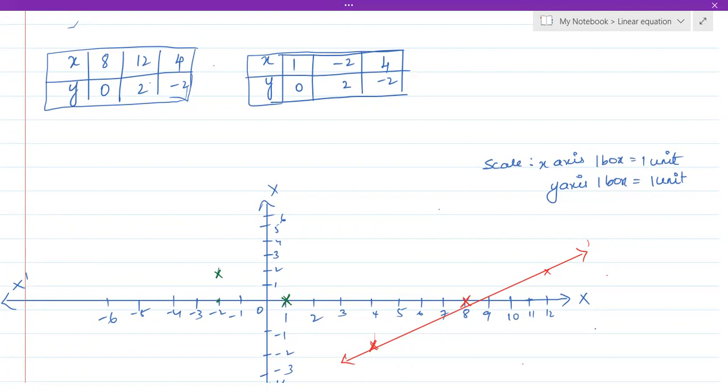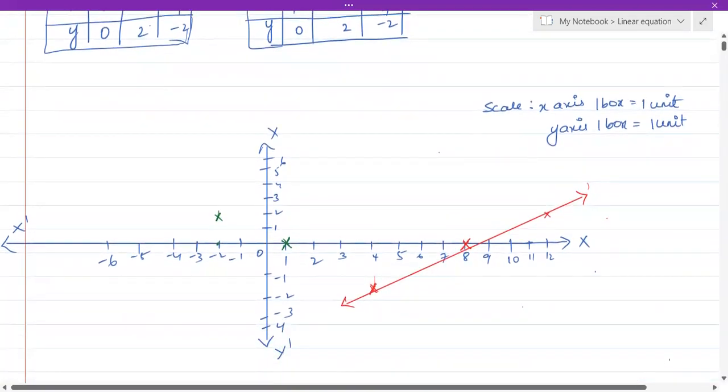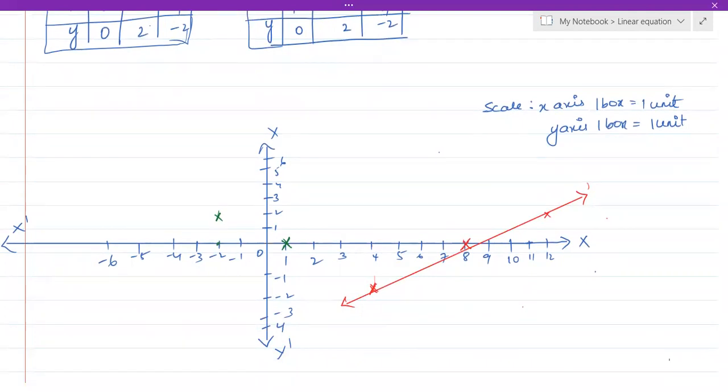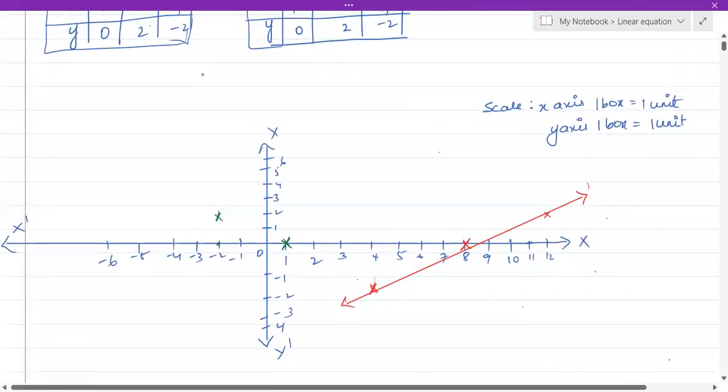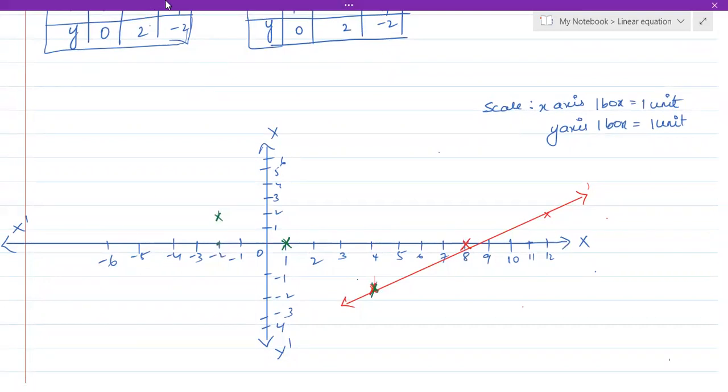Okay. And when x is 4, y is -2, isn't it? So somewhere here. So you will get -2 on this red line itself. Okay, now let me connect all these 3 points using a straight line. Okay, you will get something like this. The graph would look something like this.